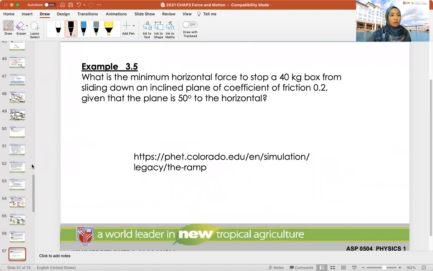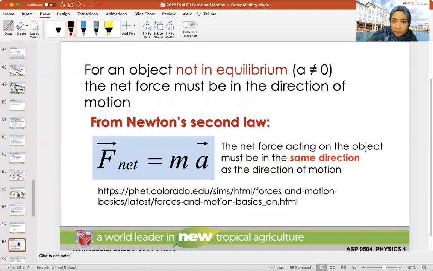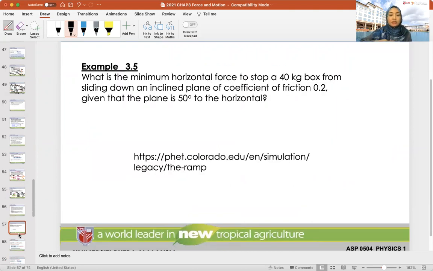Okay, next one. The exercise tak untuk korang ni? Oh tak ada, lepas ni cerita pasal linear motion. Okay, last one before we go into linear motion. This is our last example.